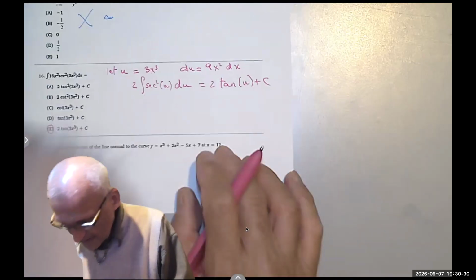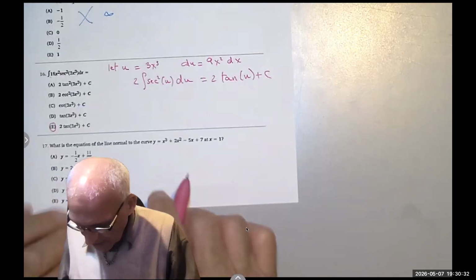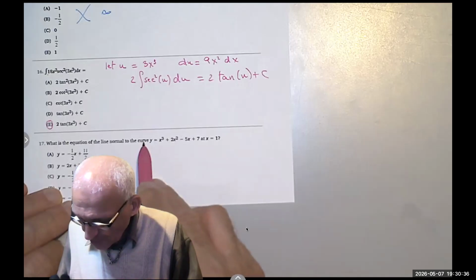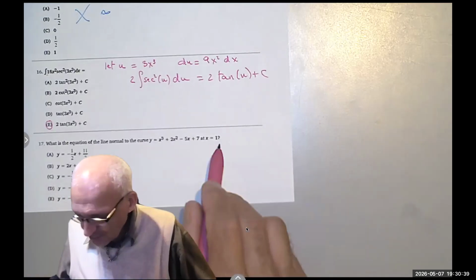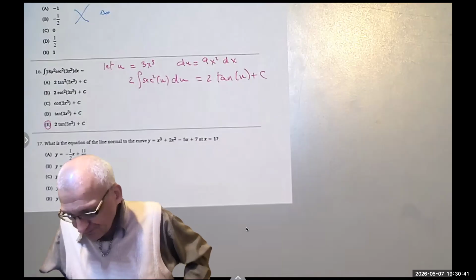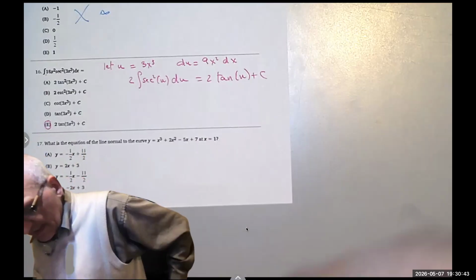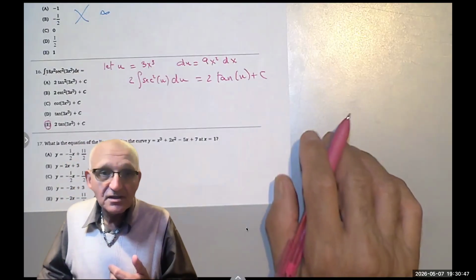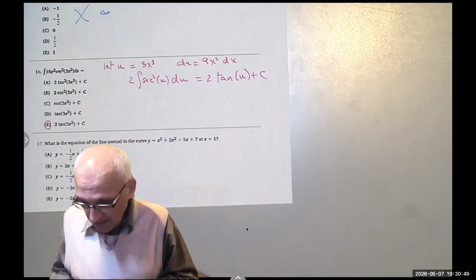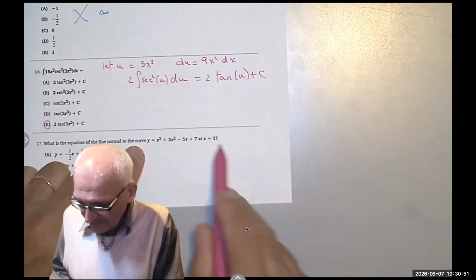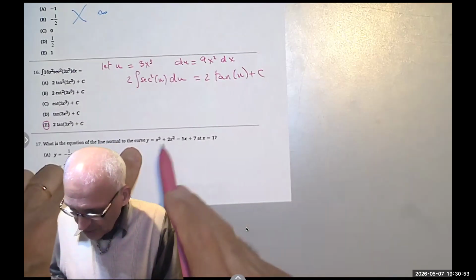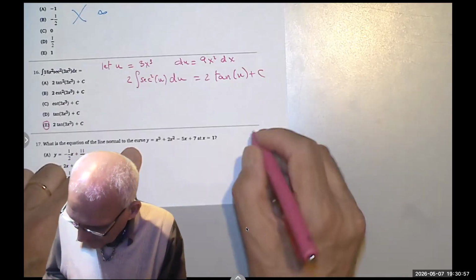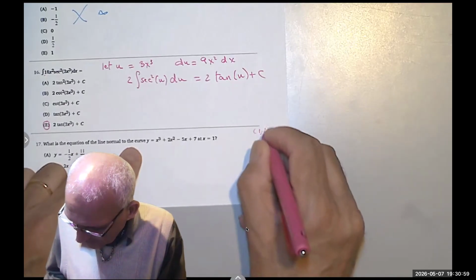We should do 17 since we were going odd. What is the equation of the line normal to this curve at x equals 1? Okay, notice that you have to find the coordinates of the point where the tangent touches the curve. So if x is 1, you get y equals 1 plus 2 is 3, minus 5 is negative 2, plus 7 is 5. So the point is (1, 5).